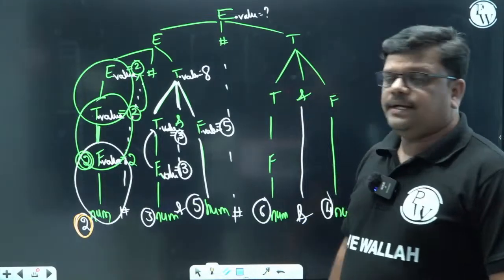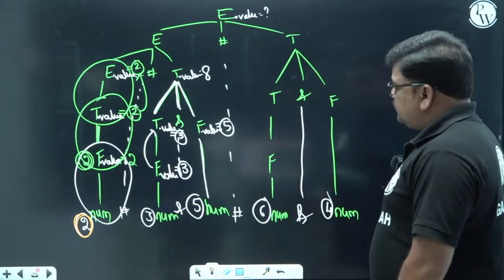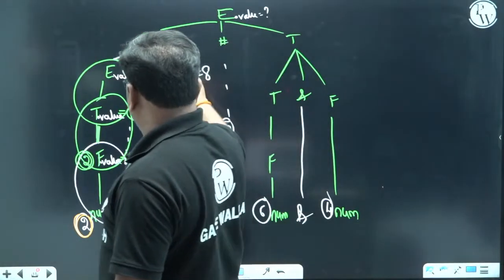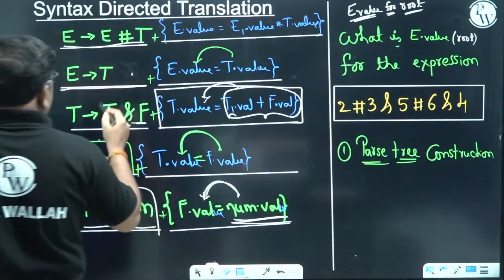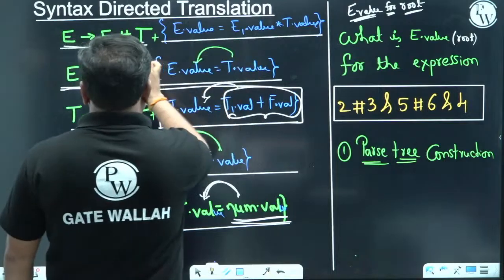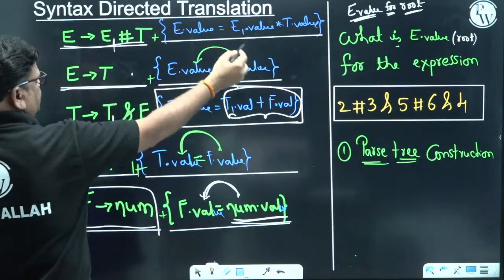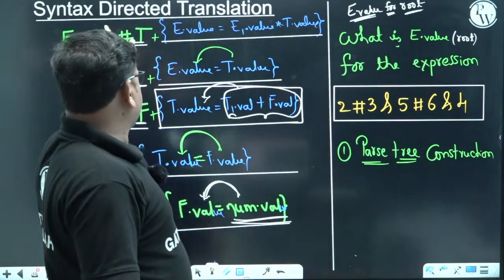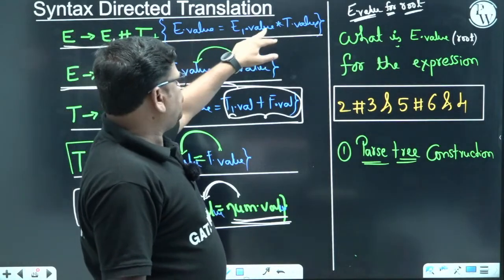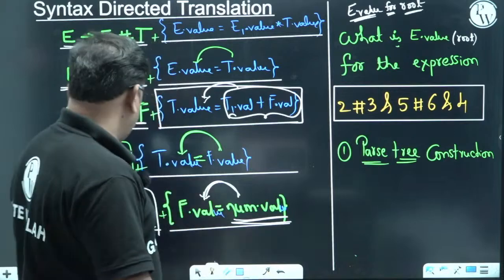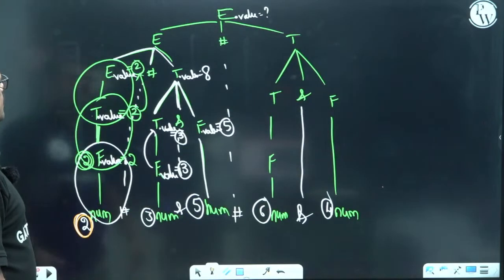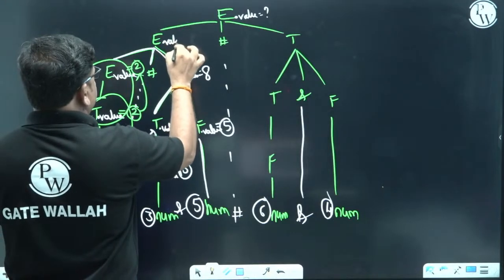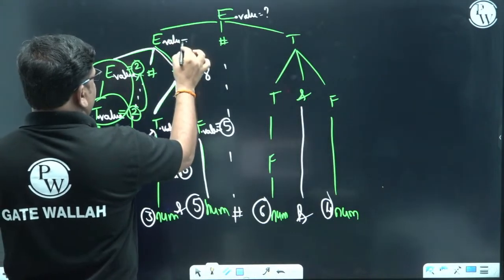Okay, right. Similarly, whenever we are using this production, E to E hash T, see here, assume this is E1, the right side E. Whenever the hash symbol is there, this production is there, E value, T value, multiplication. If it is a multiplication, what we will get here? This E dot value is nothing but the multiplication of these two. We'll get it as 16.